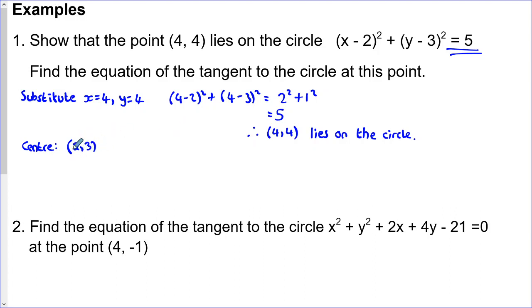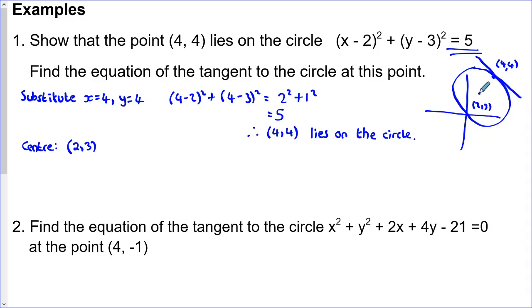Then we look at the gradient of this to the point on the circle. So we've got a little diagram just to illustrate. 2, 3 is where our centre is. We've got something like this. The best circle. 4, 4. Somewhere up there. This is 2, 3. I want the equation of this tangent here.